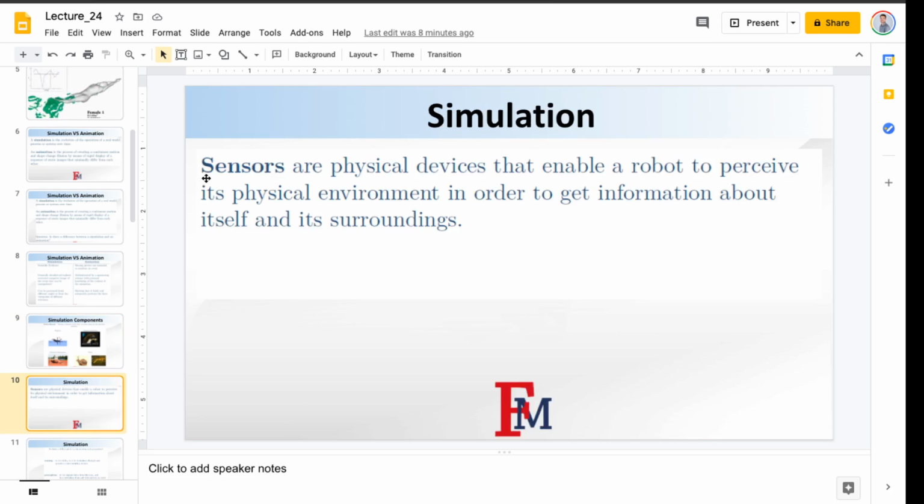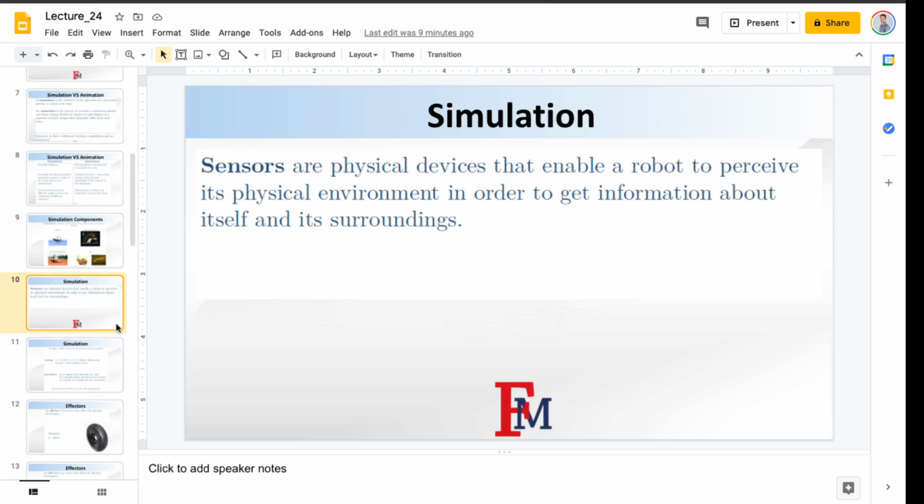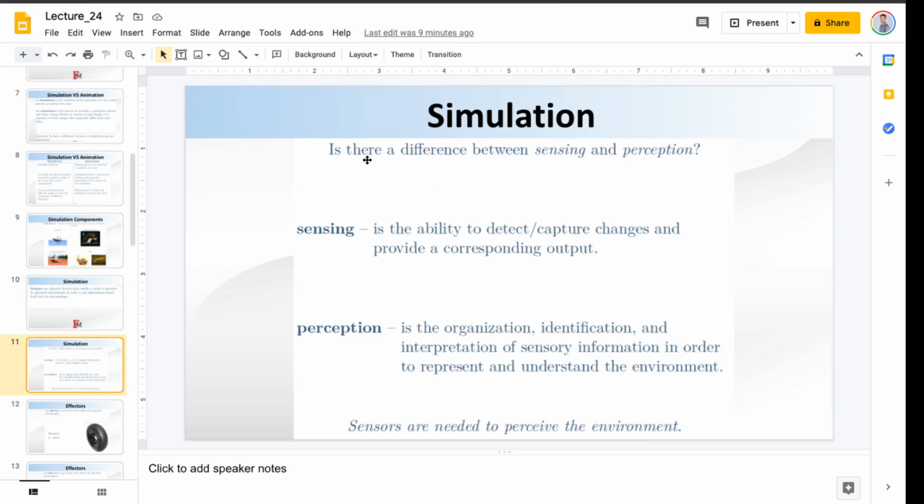For simulation, we need sensors, technically. And sensors are physical devices that enable a robot to perceive its physical environment in order to get information about itself and its surroundings. Okay, so there is a huge difference between sensing and perceiving, sensing and perception.